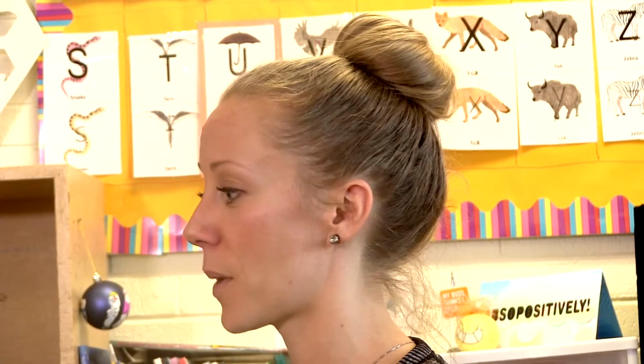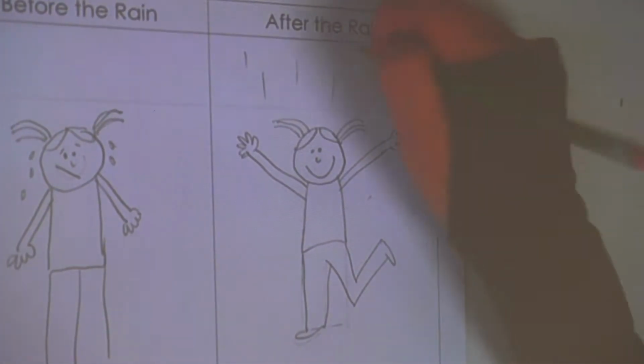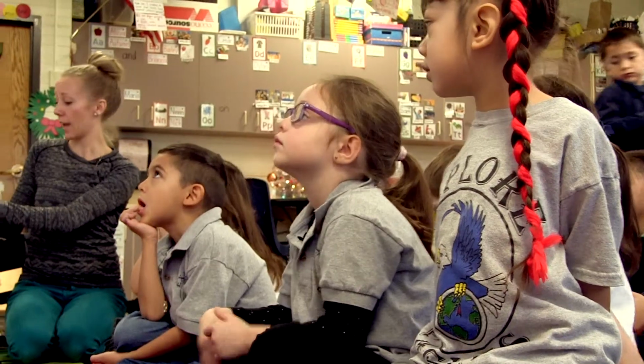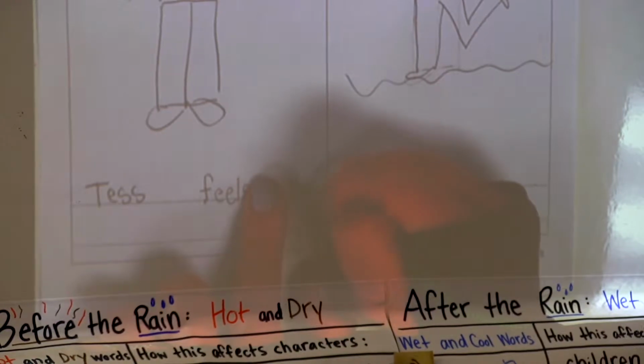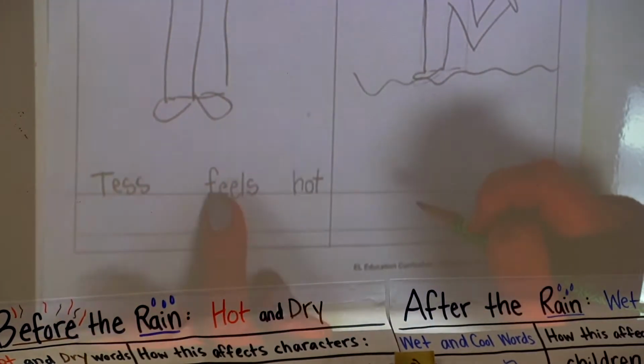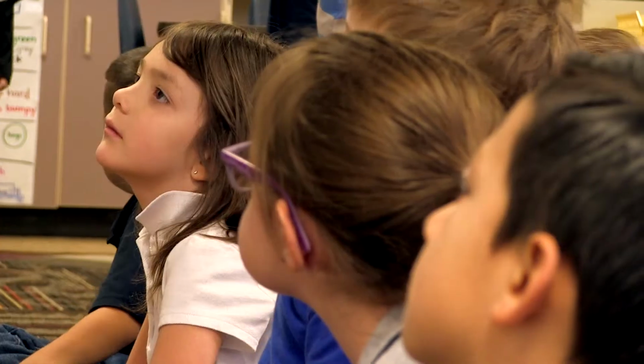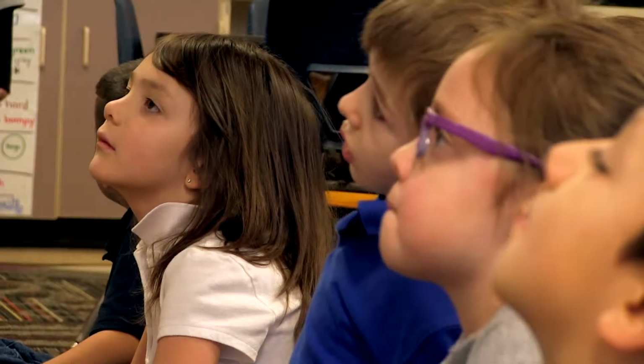We finished up the last page and then started our culminating task, which was to compare how Mama felt before the rain and how she felt after the rain. And they had to draw and write about it. I chose to model for them how to use the before and after the rain response sheet using a different character. Tess feels hot. So I wrote about Tess.